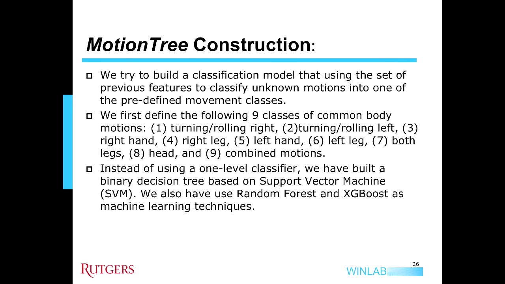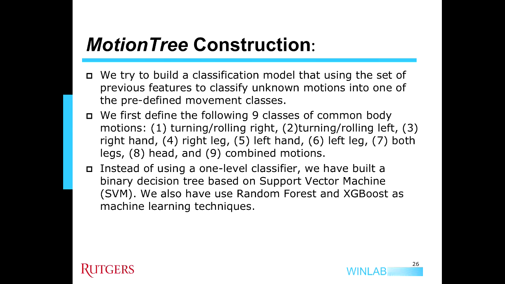We have the head, we have the hands, legs, and big motion, turning, rolling to the right, turning, rolling to the left. So we end up with 9 classes as a definition. Turning, rolling to the right, turning, rolling to the left, right hand, right leg, left hand, left leg, both legs, head, and combined motions. With using SVM to classify every motion into these 9 classes, we had problems. So how to improve this technique to get a good accuracy?